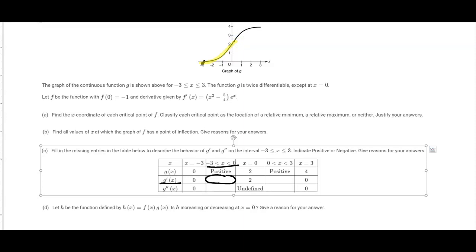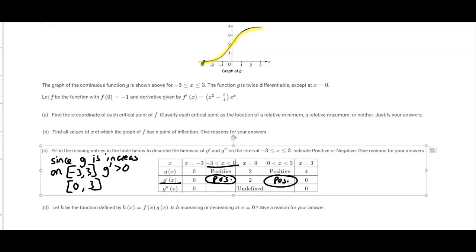Well, G prime is the slope. So since G is increasing on -3 to 3, that means that G prime is positive. Okay? How about this one from 0 to 3? It's still increasing. So we could actually just add to our answer here and just put positive here also, because the function is increasing the whole time.